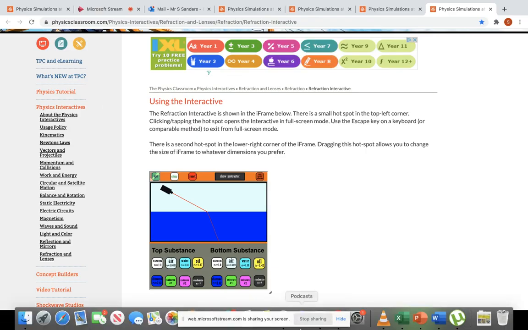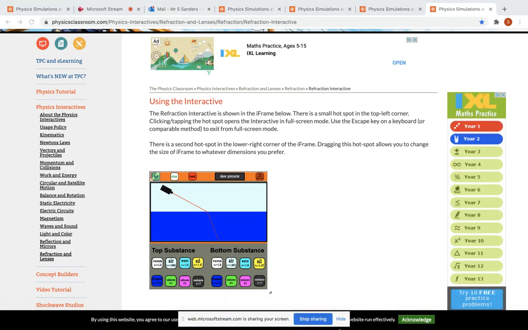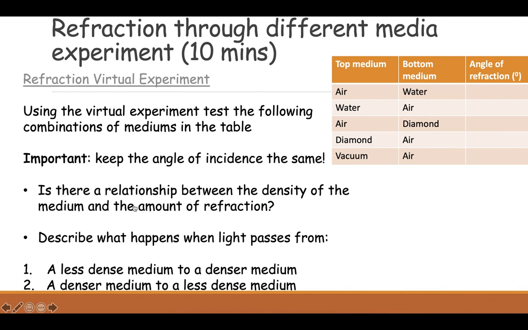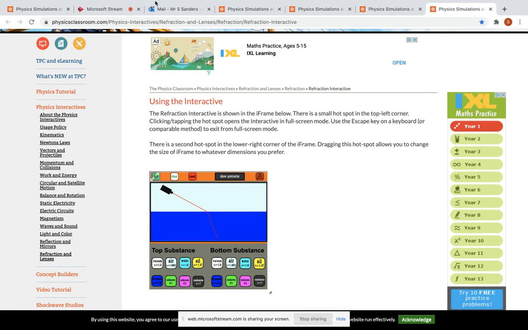So what I'd like you to do now is spend 10 minutes conducting that experiment, and then you're going to record the data in this table here. I'd also like you to think about these two things here. So is there a relationship between the density of the medium and the amount of refraction? I'd like you to describe what happens when light passes from a less dense medium to a denser medium. Does it bend towards the normal? Does it bend away from the normal? Think about these questions. Come back here in 10 minutes time.